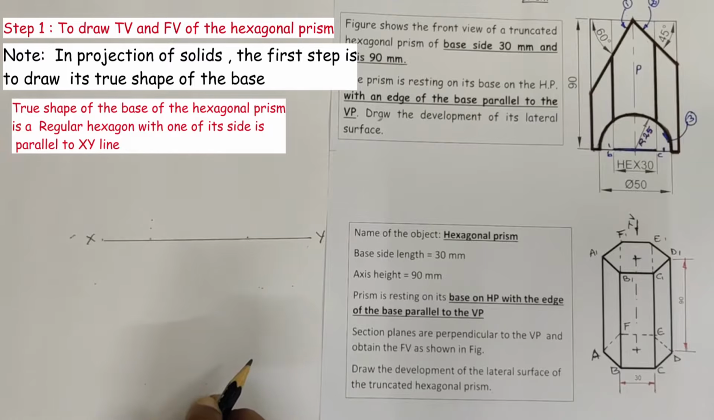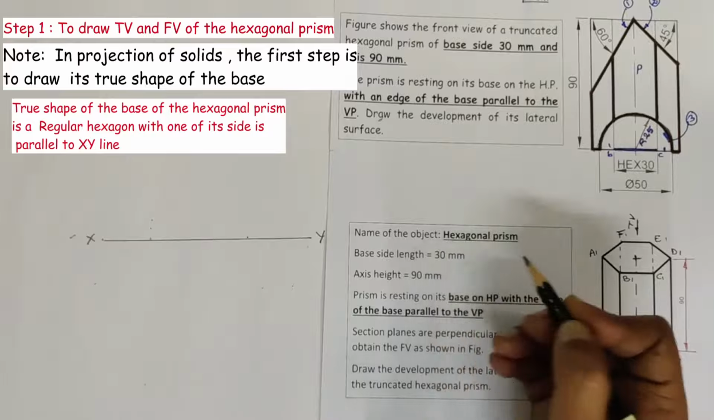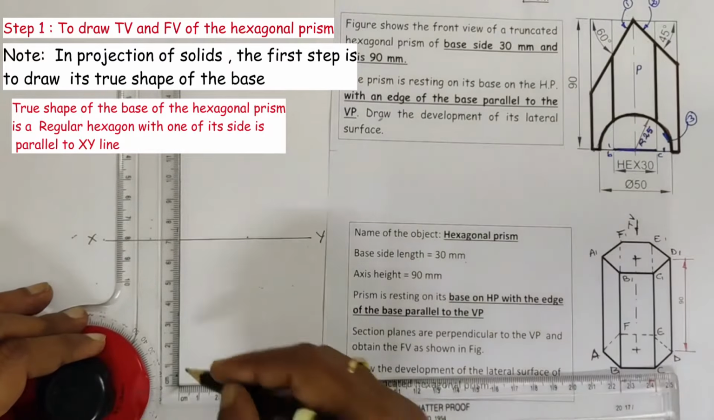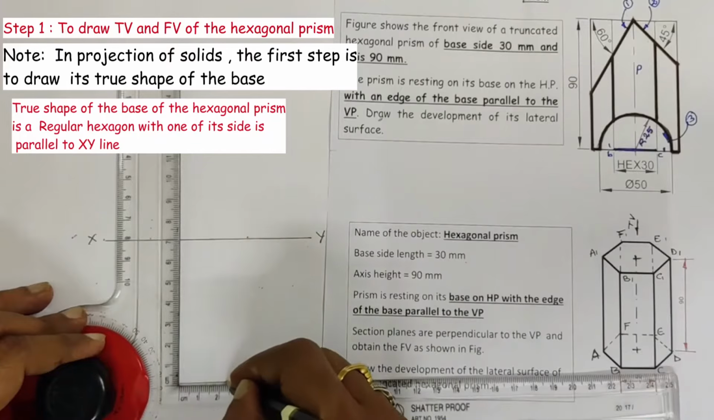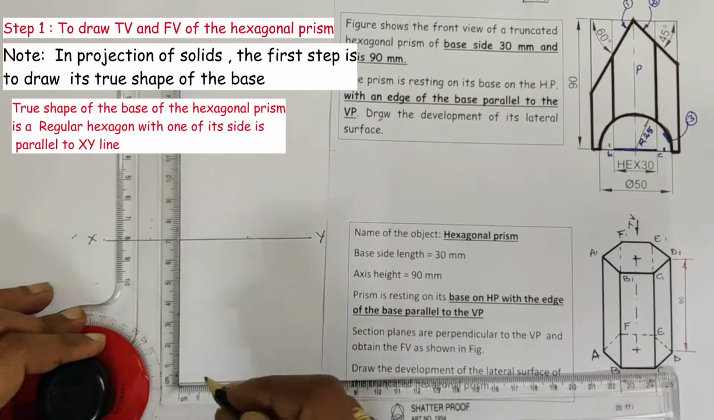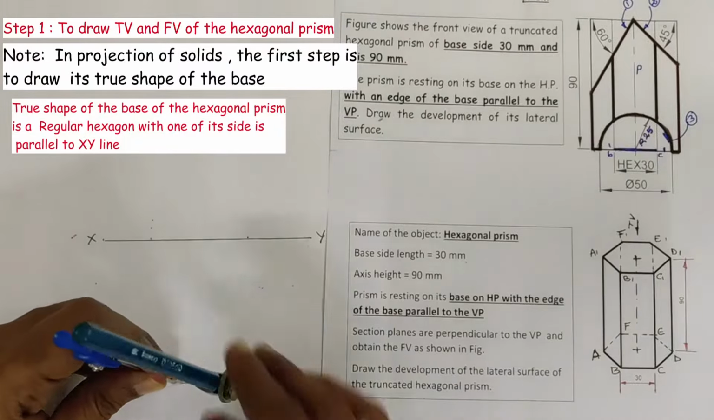Here the base side length of the hexagonal prism is 30 mm. So with 30 mm as the base side length, construct the regular hexagon. Here this BC side is parallel to the XY line. For construction of the hexagon, we are using the circular method.